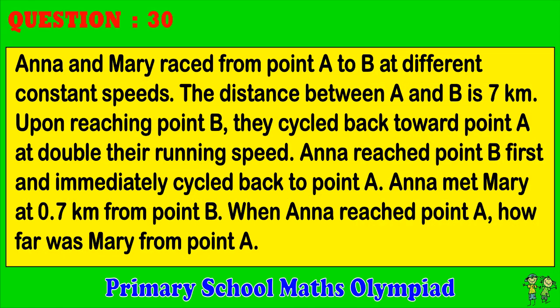Question 30. Anna and Mary raced from point A to B at different constant speeds. The distance between A and B is 7 kilometers. Upon reaching point B, they cycled back toward point A at double their running speed. Anna reached point B first and immediately cycled back to point A. Anna met Mary at 0.7 kilometers from point B. When Anna reached point A, how far was Mary from point A?